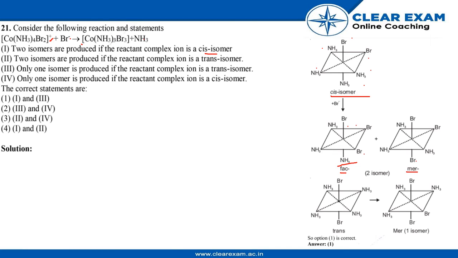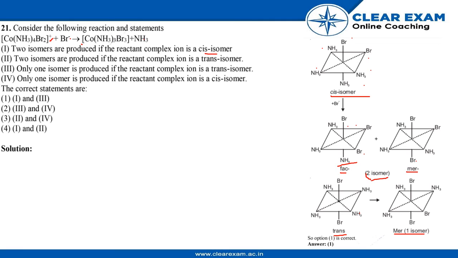So we will see another option also. NH3, bromine, and this will be a trans and Mer isomer. So we can see that we have two isomers here in the cis case. We have two isomers.